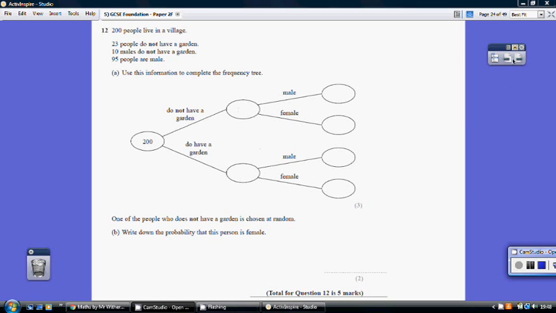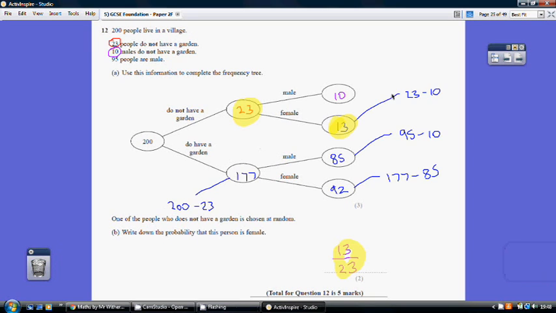Question 12, we're being asked to complete the frequency tree. So we've got 200 people to start with. We're told that 23 do not have a garden. So that 23 we've just slotted in here. So if 23 do not have a garden, the rest must have a garden. So you work out this one by doing 200, take away the 23, which is 177.